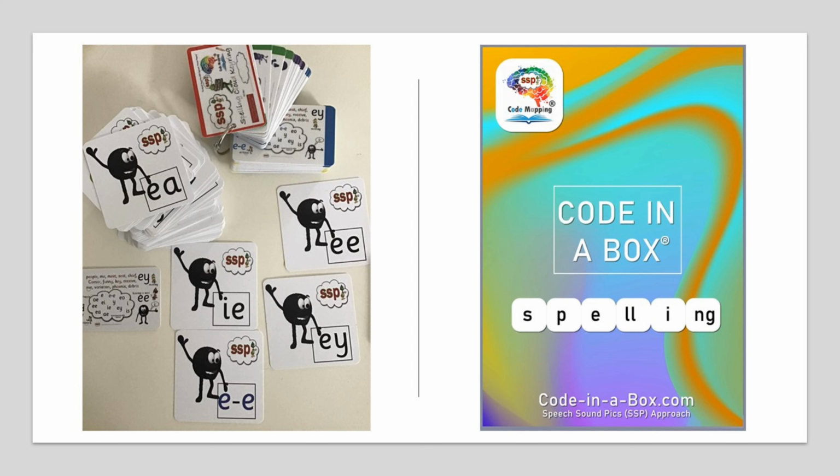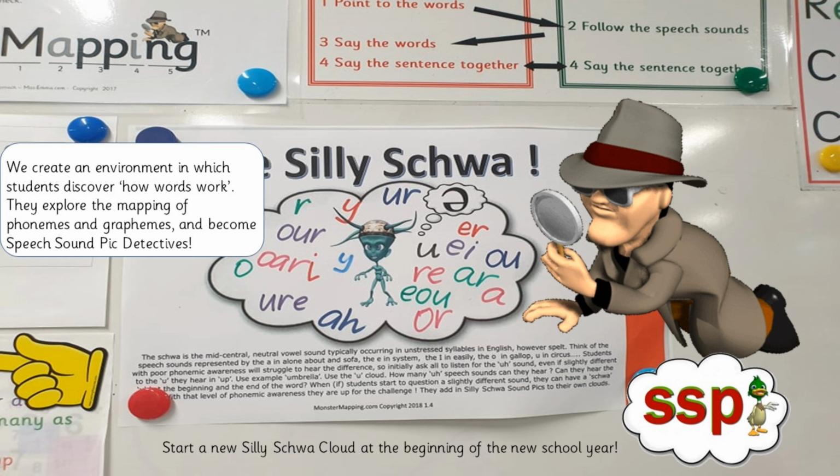Code in a box. Spelling code in a box. Using an integrated approach where spelling is part of your whole teaching repertoire across the whole curriculum, not even just literacy. So we're explicitly teaching things, we're setting it up so that there's inquiry learning going on, so they're investigating. We're using incidental learning.